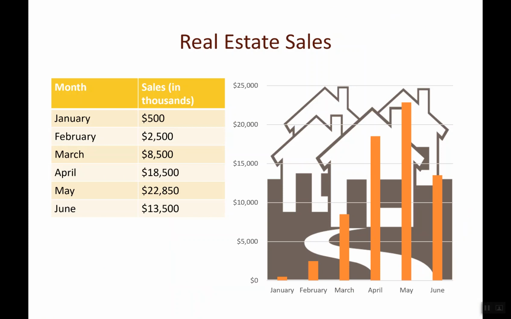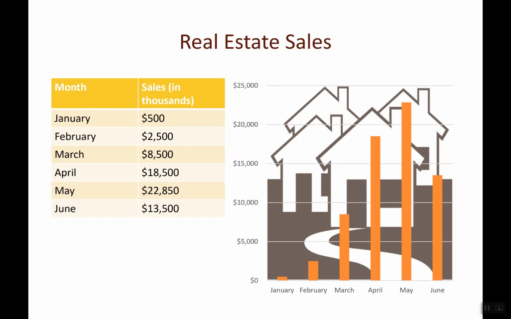Let's say we had real estate sales that we were trying to track over the first half of a year. So I put in the months of January, February, March, April, May, and June. And I said these were the sales in thousands for those months. January had 500,000. February had 2,500. Again, this is in thousands. Then I had 8,500 for March. I had 18,500 in April. May has 22,850, and then June had 13,500.